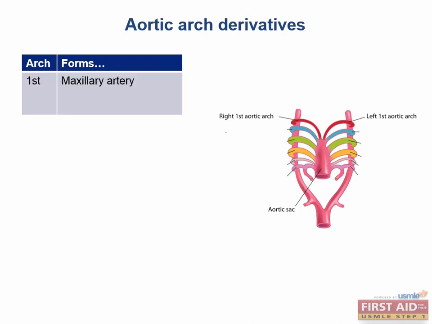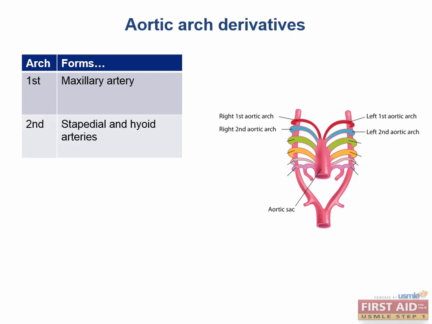So the first arch develops into part of the maxillary artery. This is an interesting one because the USMLE loves to ask about epidural hematomas in the first arch. Now an epidural hematoma is due to what? So when you have a laceration of the middle meningeal artery secondary to cranial trauma. Well, what artery does the middle meningeal artery branch off of? It's the maxillary. You see the point?